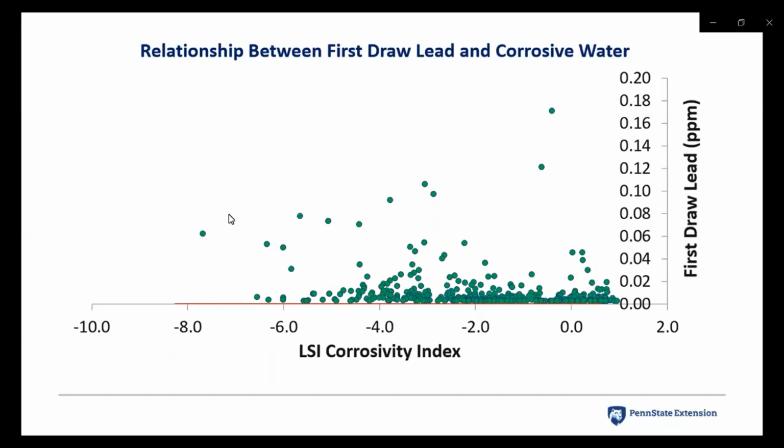Now, again, we see all these numbers along the bottom where there's very corrosive water and there's very low lead. And those are typically cases where you have plastic plumbing. So you have PVC, you have PEX plumbing, and you have fixtures that don't have any lead or very little lead in them. So there's no sources of lead in the plumbing system. So even though you have tremendously corrosive water, there's no lead to corrode from the plumbing system. And so we get very low concentrations regardless of the LSI.